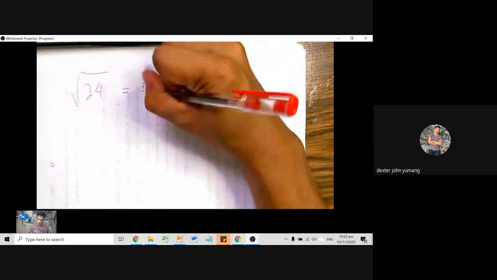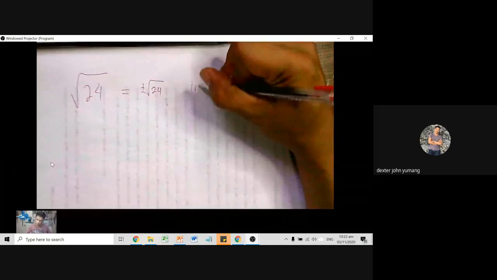Rational, irrational. So, plus minus square root of 24. Wala man siyang sagot. Wala man siyang sa multiplication table. Isulat nyo lang irrational.